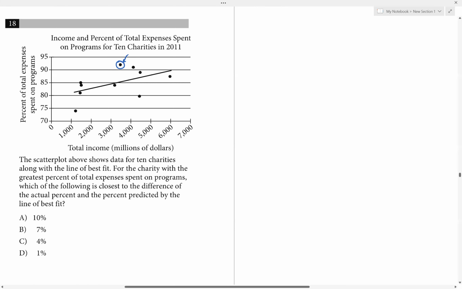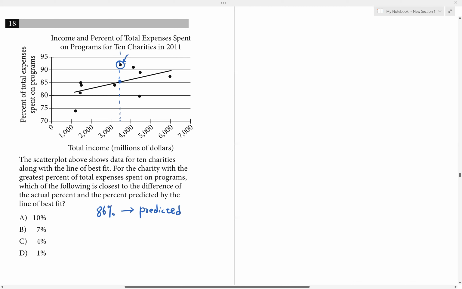What we can do is line it up and look, according to the line of best fit. When the total income, so it seems like this point lined up over here, is about 3,500, according to the prediction the line of best fit is a little bit higher than 85%. So you can say it's probably like 86%-ish. So this is the predicted value. According to the line of best fit, it should be about 86%.